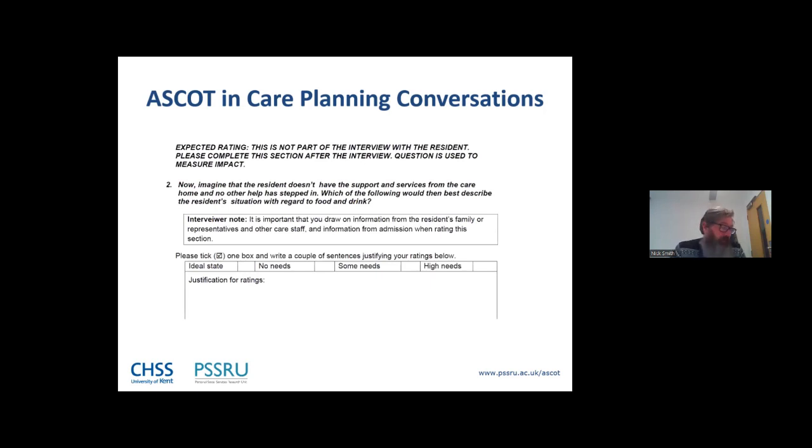Outside of the interview, the person conducting the care planning would also complete this question based on what they've learned. This is the expected question. It asks what this person's life would be like without services and support. It's a hypothetical question, and it's done in order to get some sense of the difference the support from the care home is making. This isn't asked directly to the resident, because if it's misunderstood, it can look like you're taking someone's service away. So it's done outside, and it's used to evaluate how much difference the care home is making to that person in that area of their lives.